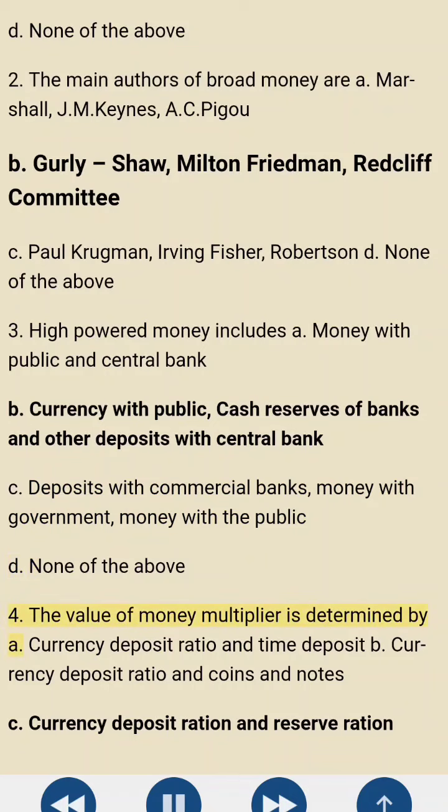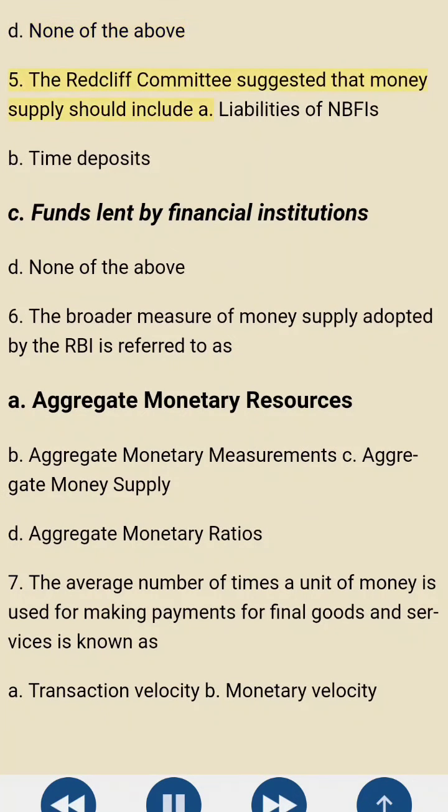4. The value of money multiplier is determined by A. Currency deposit ratio and time deposit. B. Currency deposit ratio in coins and notes. C. Currency deposit ratio and reserve ratio. D. None of the above. 5. The Radcliffe Committee suggested that money supply should include A. Liabilities of NBFIs. B. Time deposits. C. Funds lent by financial institutions. D. None of the above.